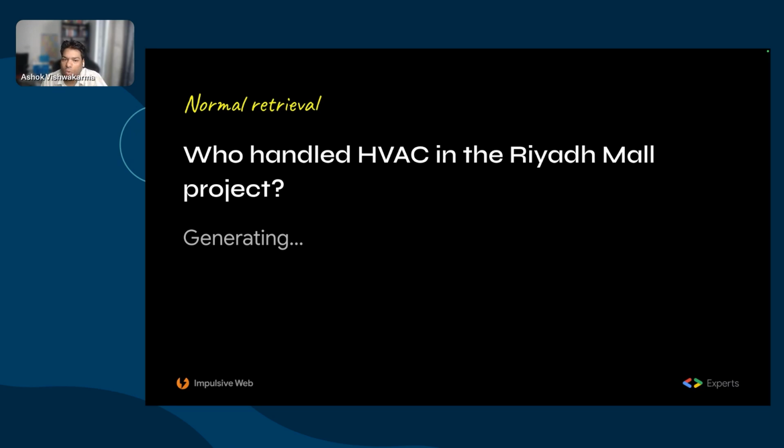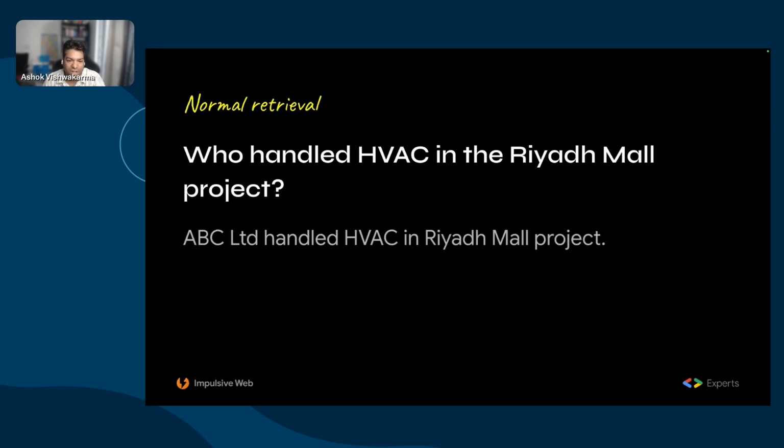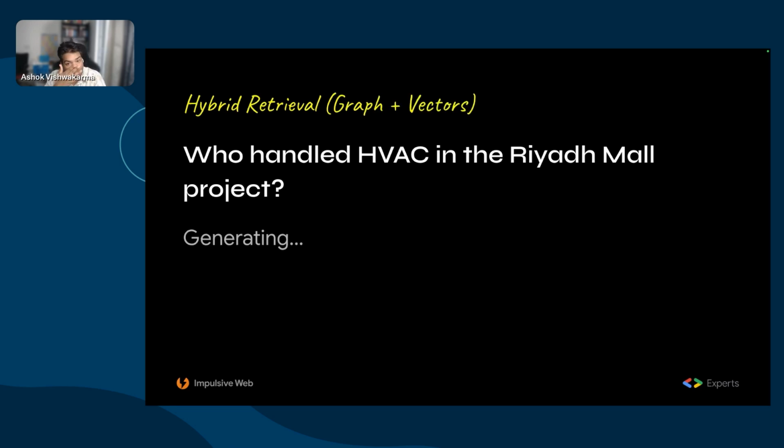So if we talk about a normal retrieval where we have a simple question, let's say, who handled HVAC in Riyadh Mall, a very simple question. When we get into the normal retrieval, the simple answer would be that this is the company who handled that particular project, and that's it. This was the answer before we implemented the reasoning layer.